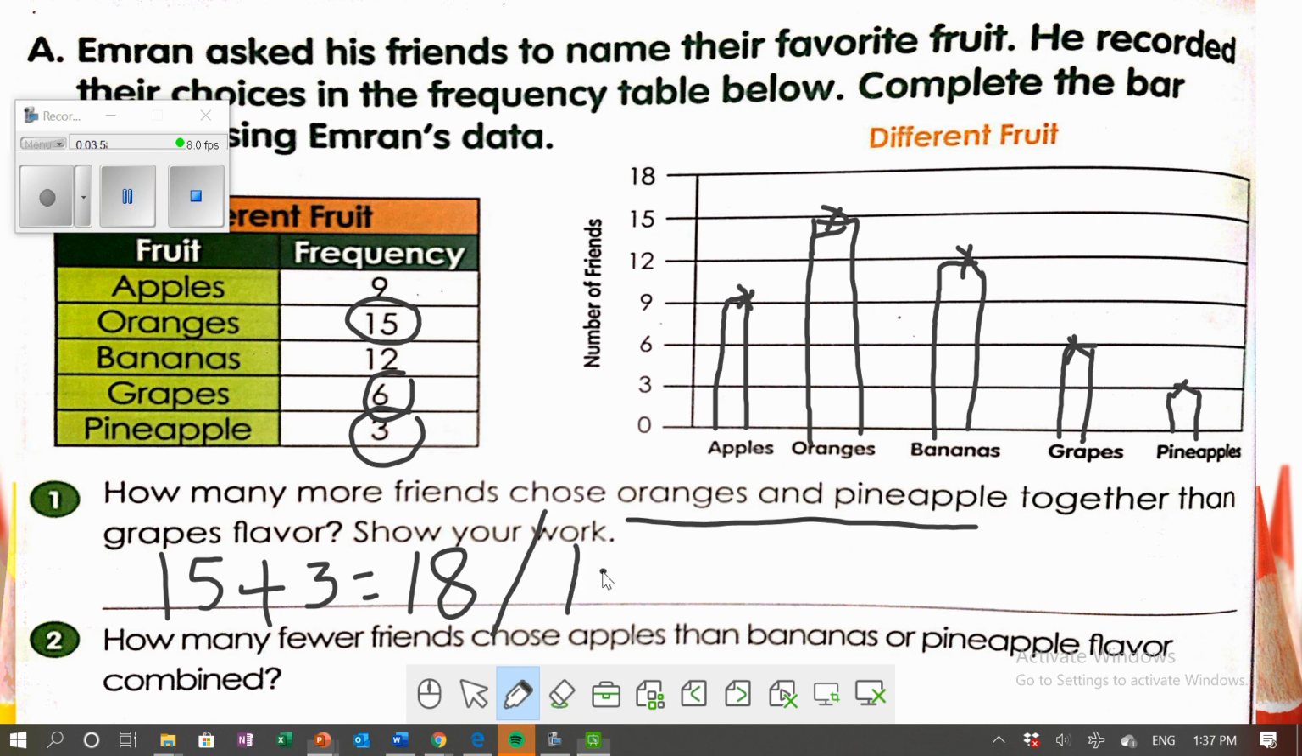When I want to compare, it's subtracting: 18 minus 6, which is the grapes, equals 12. So here is the 12 friends. They choose oranges and pineapple more than grapes. So here I have two steps of problem solving.